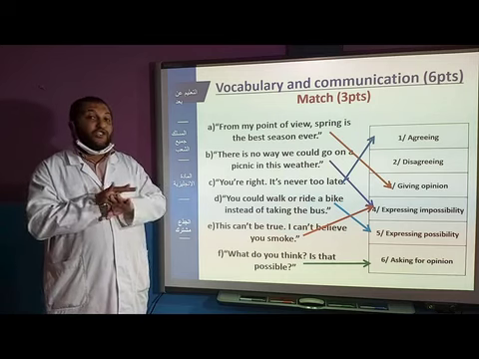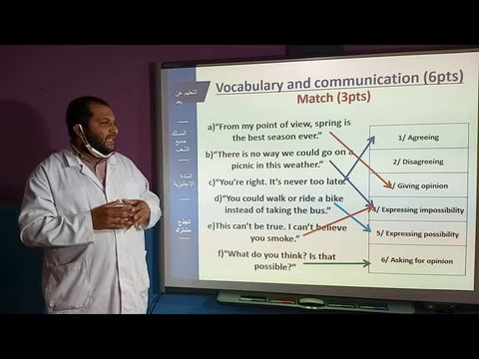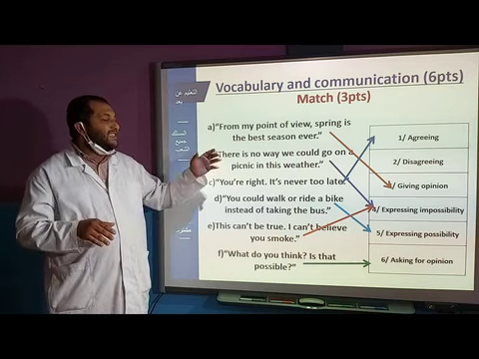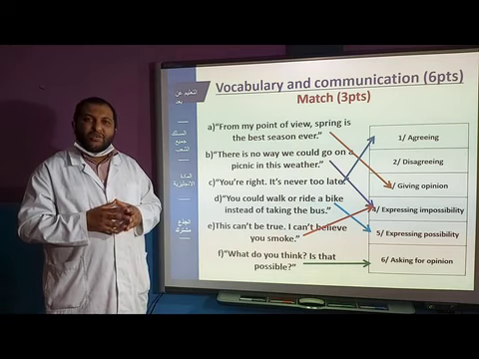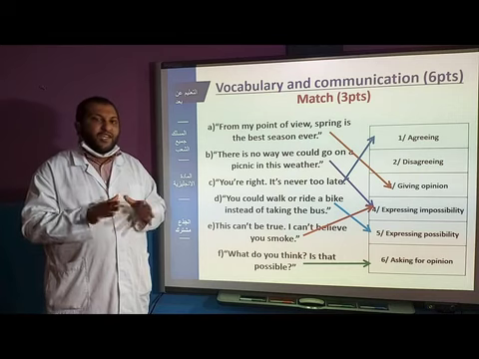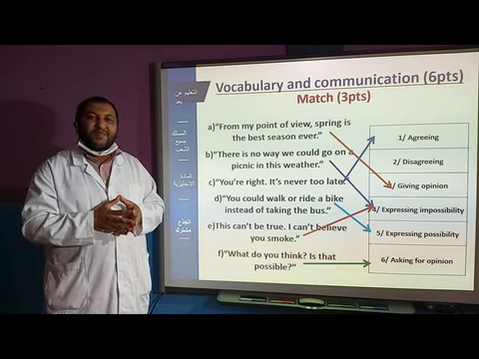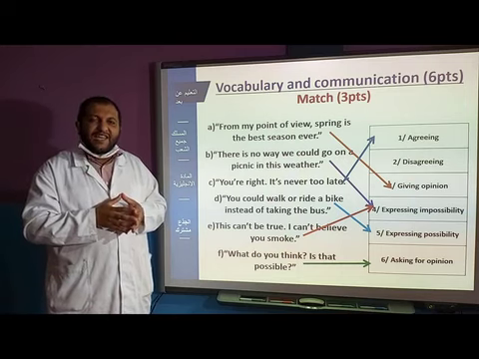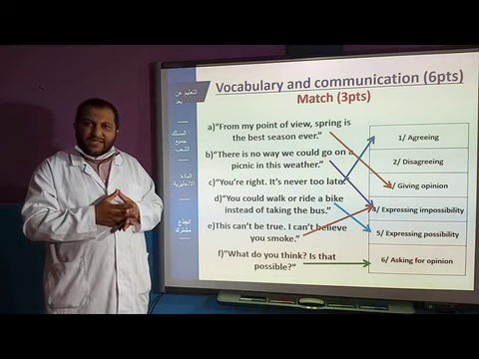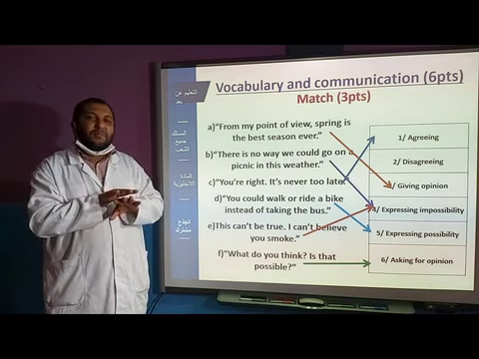B. There is no way we could go on a picnic in this weather. There is no way. It is the expression which is expressing impossibility. There is no way I can attend these evening meetings because I have already had another meeting with my dentist or with my friend. It means there is no way, it's impossible.